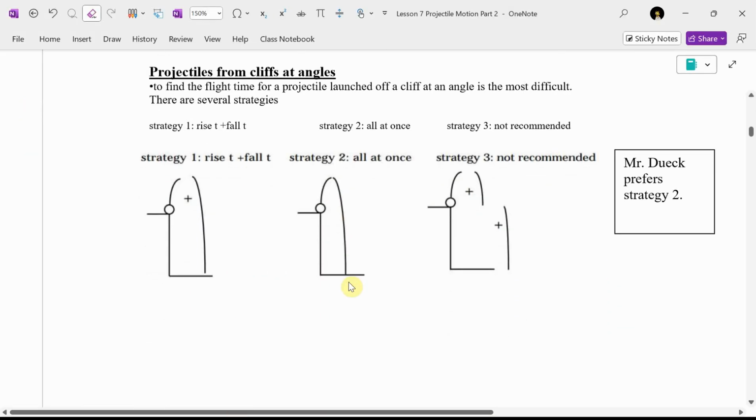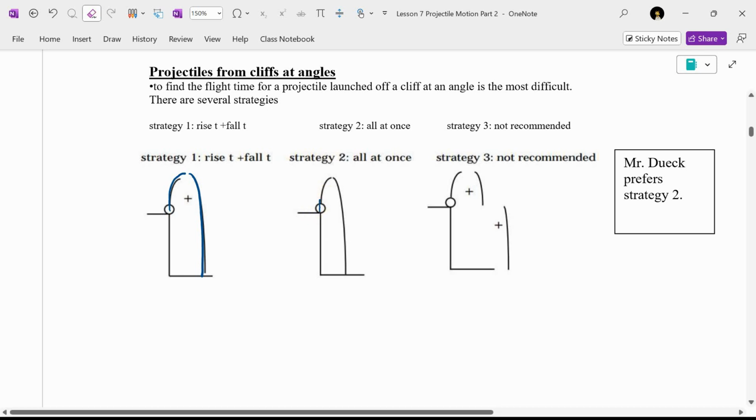Projectiles from cliffs at angles. These are the hardest. There's going to be one on your test. There's three ways you can solve for time because you're going to spend most of your time finding everybody's time. The first method, you can find the time to the top, and then starting from the top, find the time all the way to the ground, and then add them together. I'll give that a meh. Works. Meh.